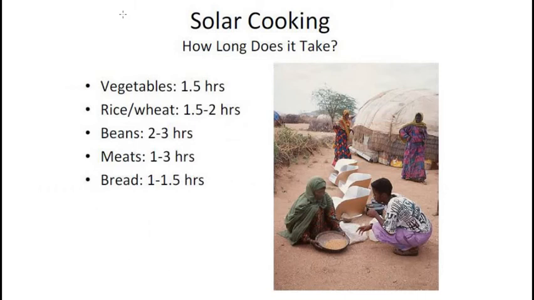Now solar cooking will take 1.5 hours for vegetables to cook, 1.5 to 2 hours for rice or wheat, 2 to 3 hours for beans, 1 to 3 hours for meats, and 1 to 1.5 hours for bread.